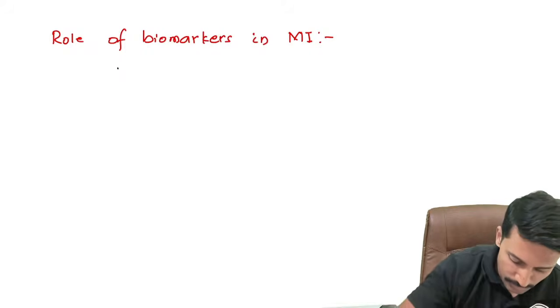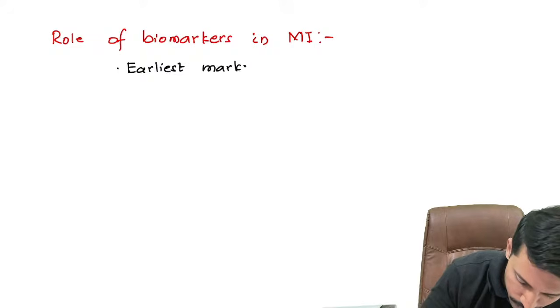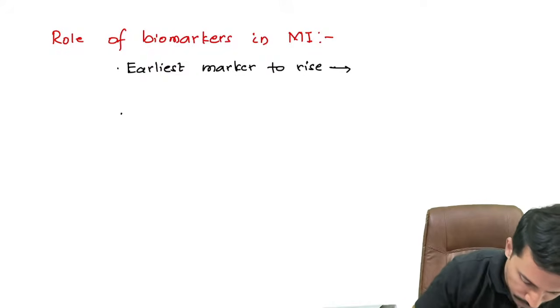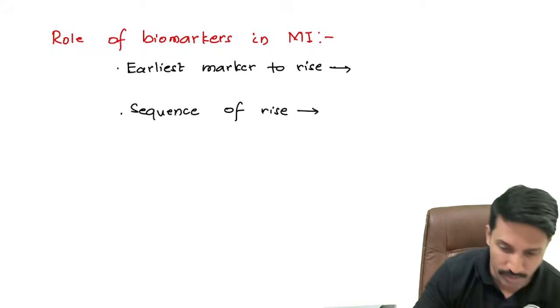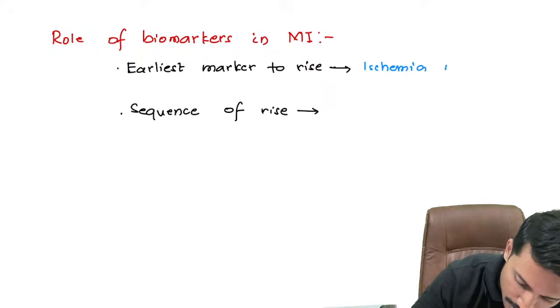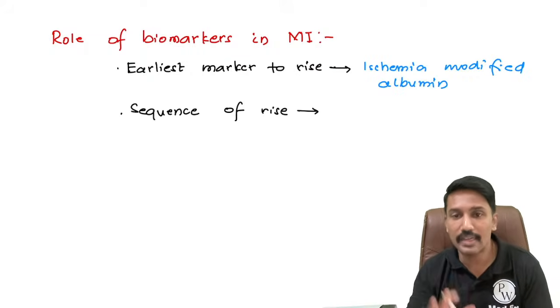Okay. So first thing you have to write is the earliest marker to rise. Second is sequence of rise of these biomarkers. The earliest marker to rise is ischemia modified albumin. In some of your older textbooks, they mention myoglobin, which is not currently correct.